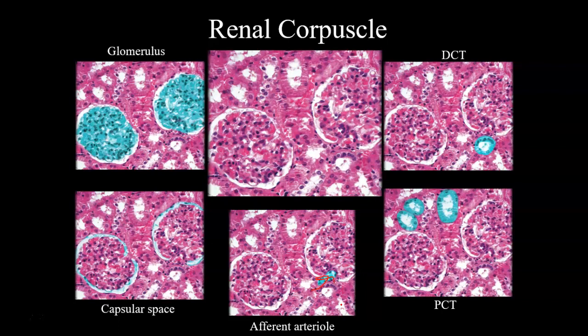Then there's what's called the DCT and PCT. The DCT refers to the distal convoluted tubule. The PCT refers to the proximal convoluted tubule. Now, when you look at that, you're like, I don't know, they both look round to me. I don't really see any difference whatsoever. You're 100% correct. Certain aspects of the distal and proximal convoluted tubule don't really look any different. Some aspects do, certain parts, but by and large, most parts don't look any different. So you have to go by location.